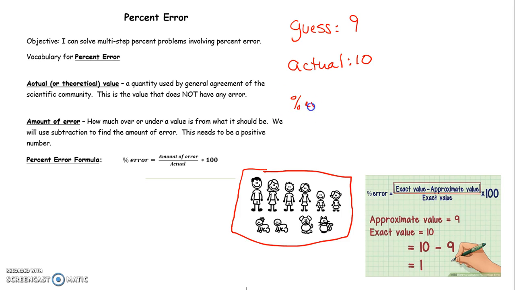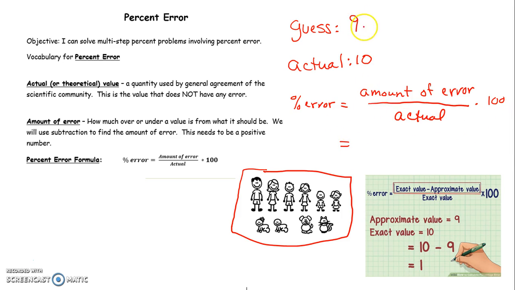So your percent error would be the amount of error, sometimes they call that absolute error, over the actual amount of family members. Then you'll multiply that by 100 to convert that decimal or fraction to a percent. So what was your amount of error? Well, your guess was 9. The actual was 10. Oh, you were only 1 away from the actual number. You could always do 10 minus 9 is 1. That's your amount of error.